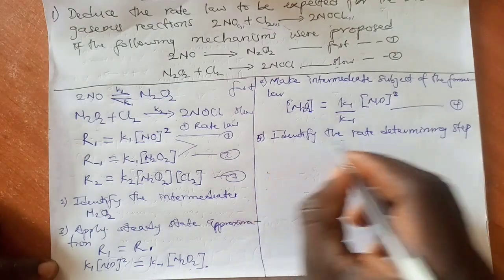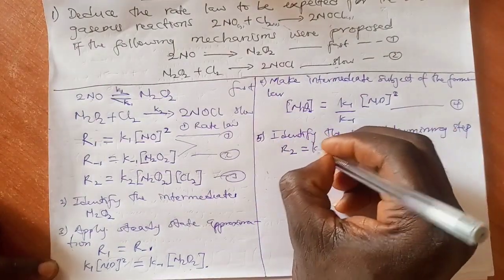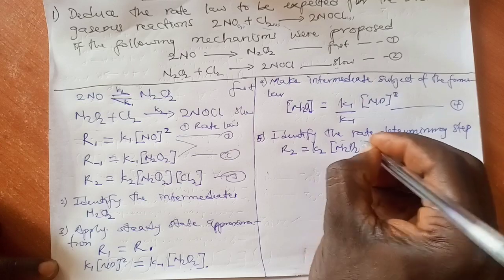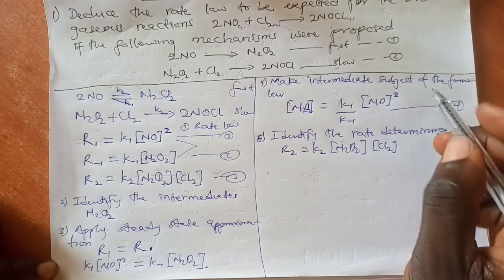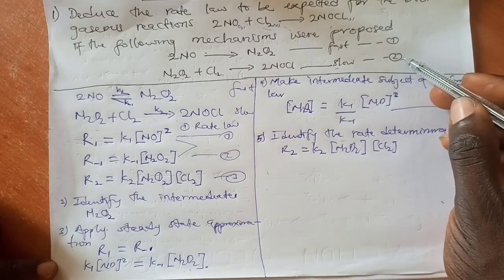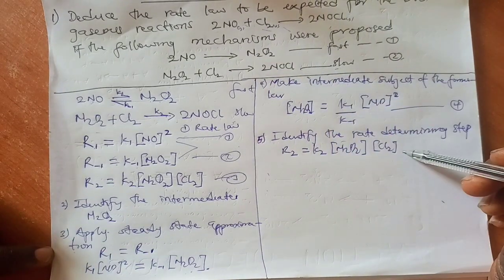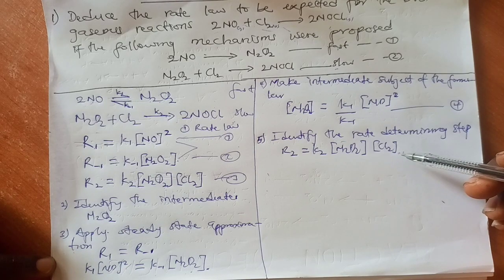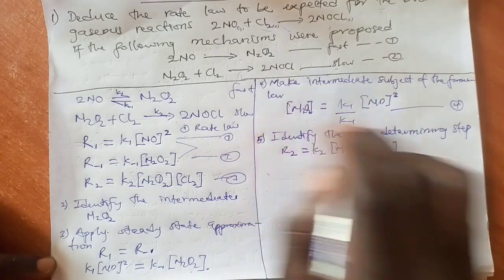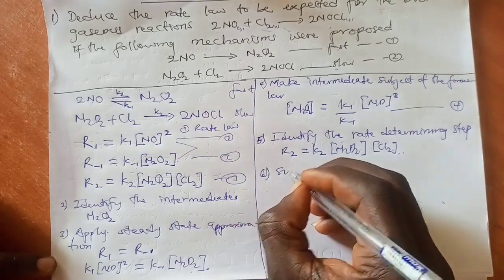Let me identify my rate determining step. My R2 is equal to K2 times N2O2 times Cl2. This is my rate determining equation. My rate determining step is step 2, here; you can see the way I am pointing my pen. Why is this the rate determining equation? It is the one that will lead to the final product. You can see a product here. So number 6 now is substitution.